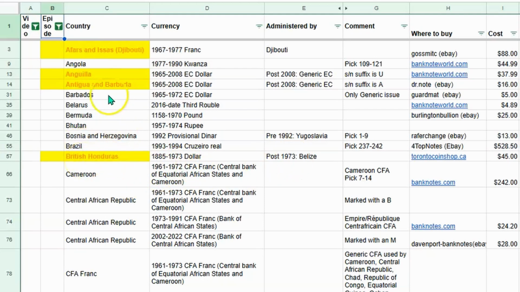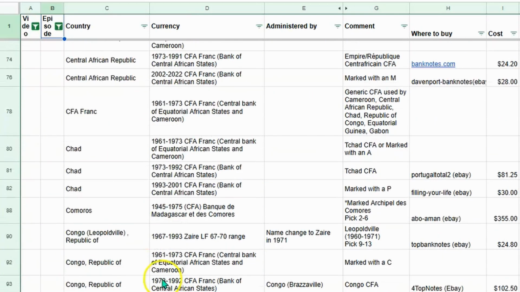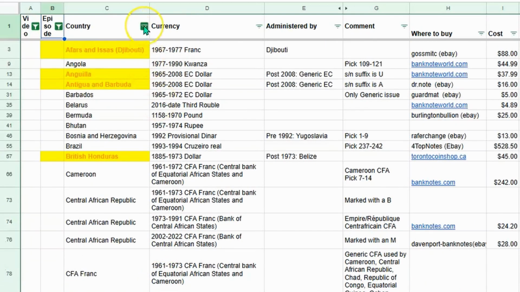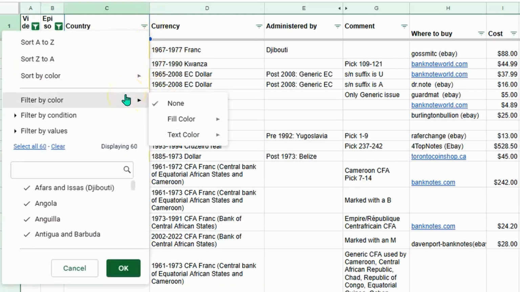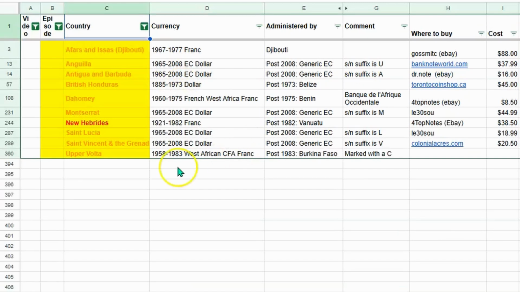So let's go. What I will do is filter it by the ones that I consider necessary for me to say that my collection is done, is complete, that I have one of everything. And this is the very short list over here. So we have Afars and Isas. Afars and Isas is what Djibouti used to be called up to 1977.